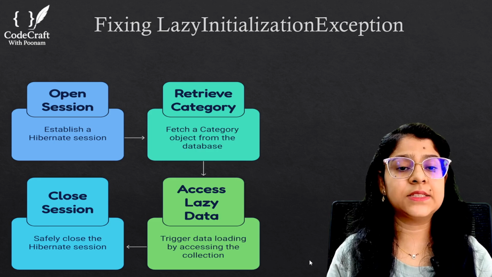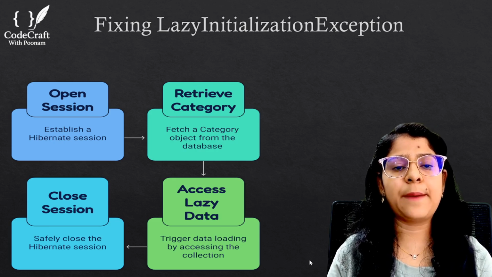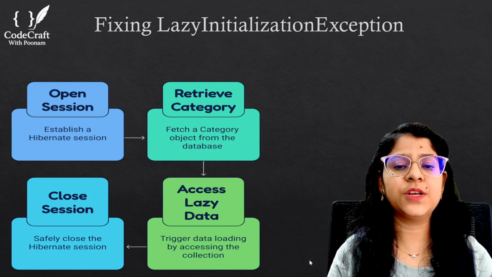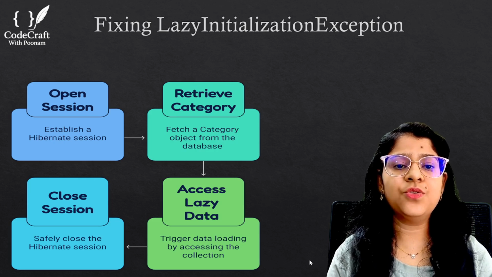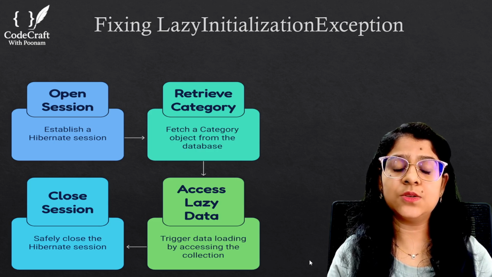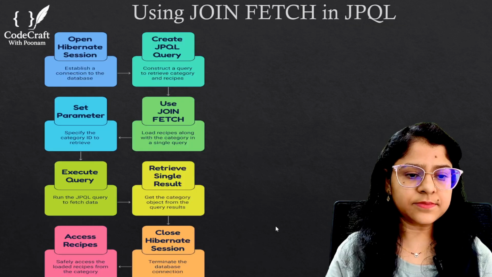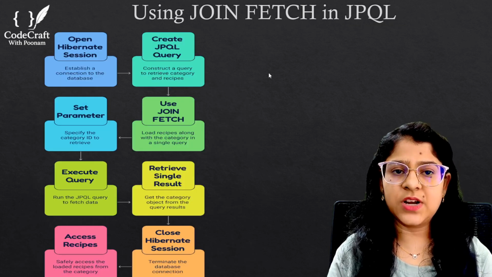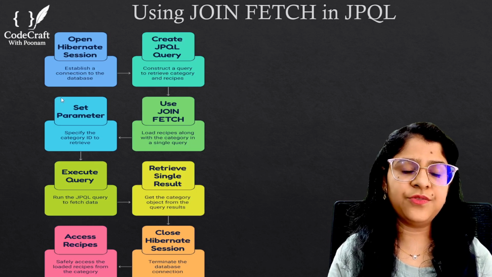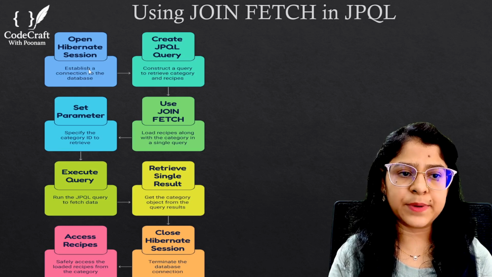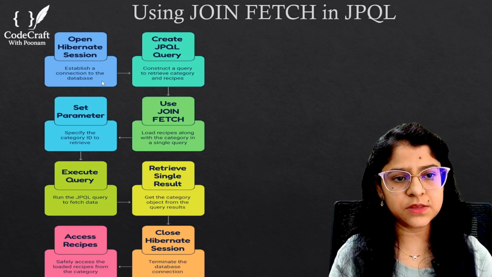So this is the recommended approach for most real world use cases. Okay. And next coming to the third method, that is change to eager loading. So here what happens is it forces Hibernate to always load related data immediately. Okay. So every time a category is loaded, all its recipes are loaded too. And then this is our another method, that is using join fetch in JPQL. So here for that what you need to do, first open the Hibernate session. So here it establishes the connection to the database.